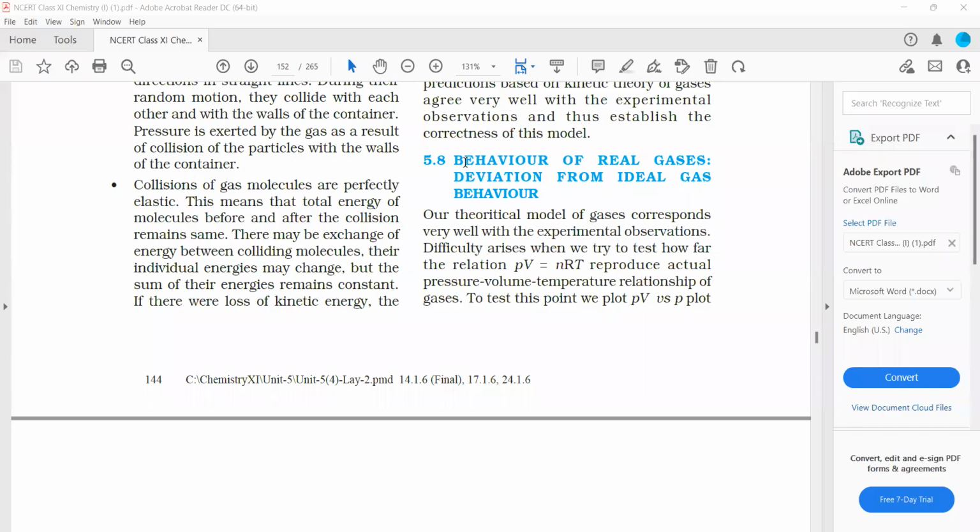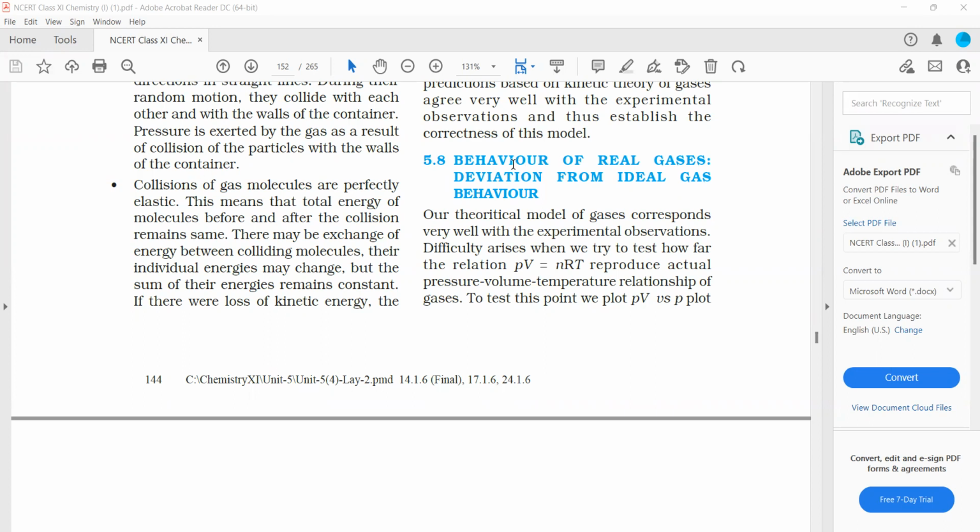So let us now start with the behavior of real gases. Until now, we have studied all the different gas laws, and then we studied the kinetic model of the gas. All of those were for ideal gases, but in a real situation, an ideal gas doesn't exist, right? So there are real gases that exist, and we need to study the behavior of real gases as well.